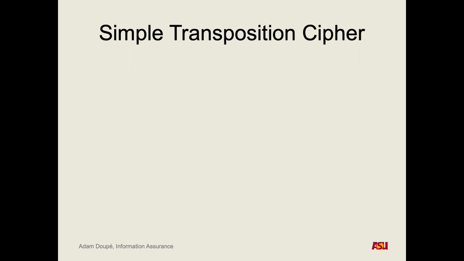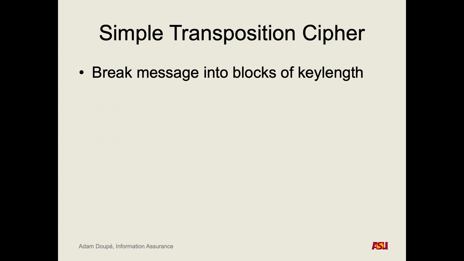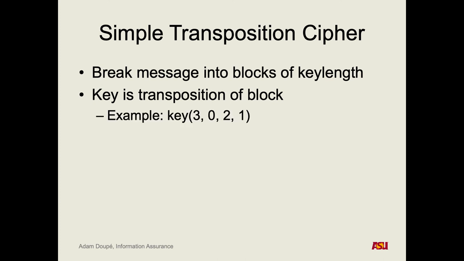So there are a number of different transposition ciphers. A simple one would be to break the message into blocks of letters, and the key is how you transpose and move around those blocks. So you could have a key of 3, 0, 2, 1. This means our block size is 4, so we have to break the characters into blocks of 4. The way this key works is the 0th character will go to the third index. I'm using zero indexing, I hope that's okay. The first character is going to the 0 index, the third character is going to 2, and the fourth character is going to 1. So we do that swap on every single block.